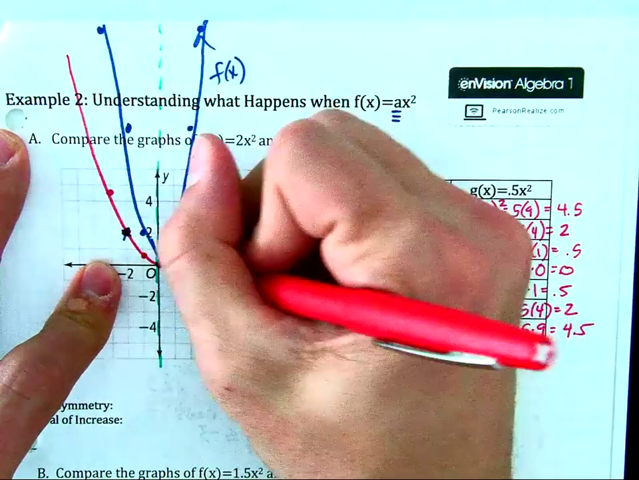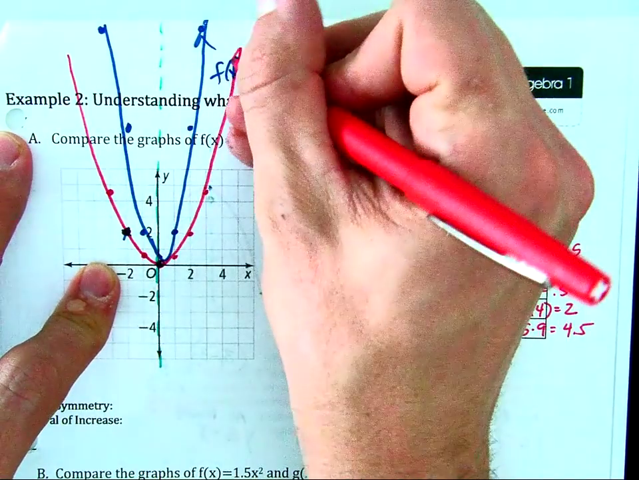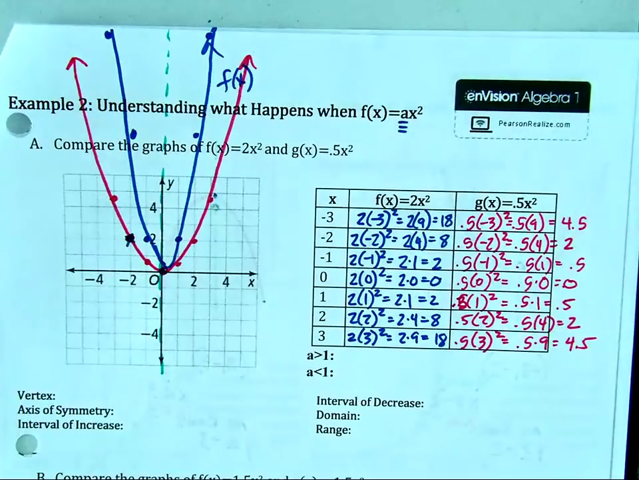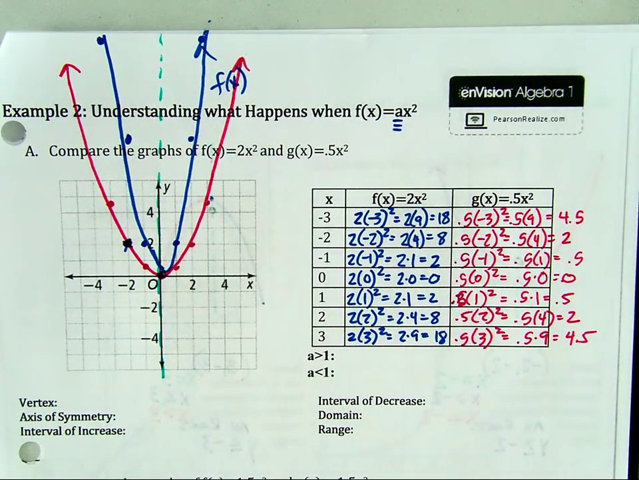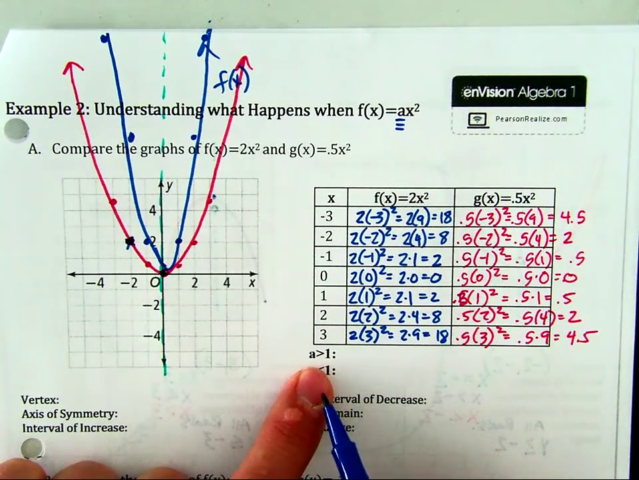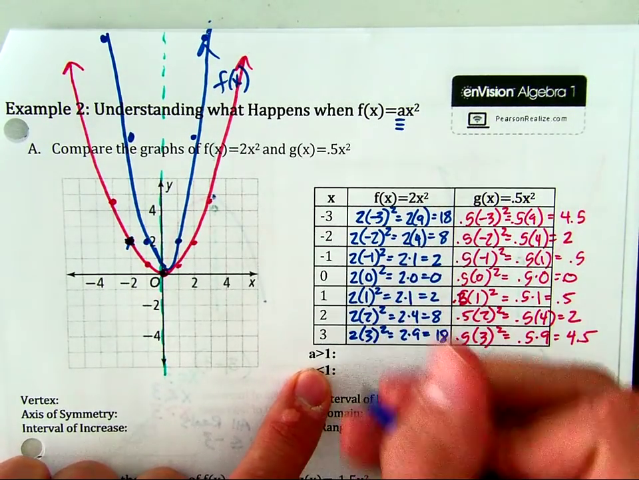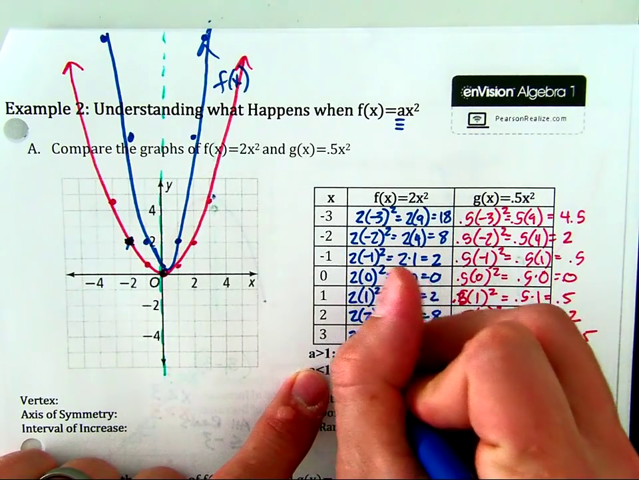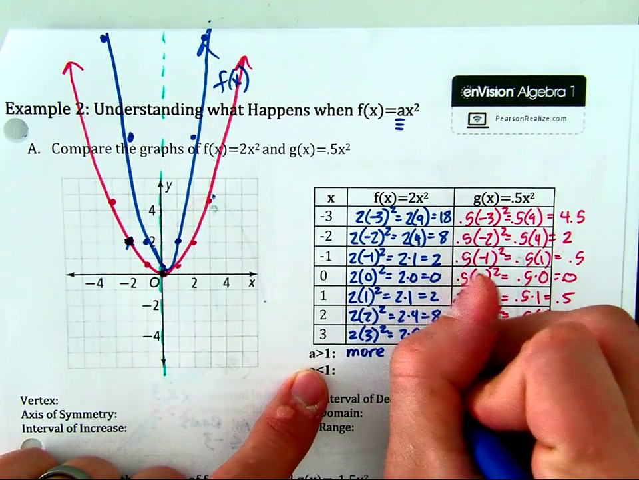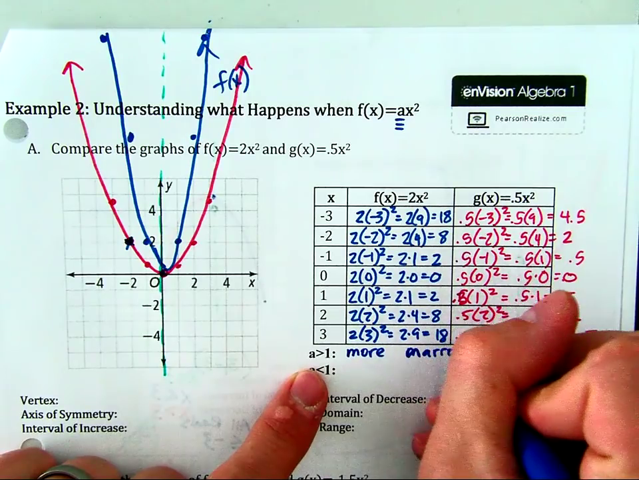Alright, so notice the difference. The big point that we want you to take away from this, and we'll skip the key features here since we talked about them so much before, is that when the number in front is larger than 1, like it is in f of x, your graph is going to be more narrow. It's going to be skinnier.